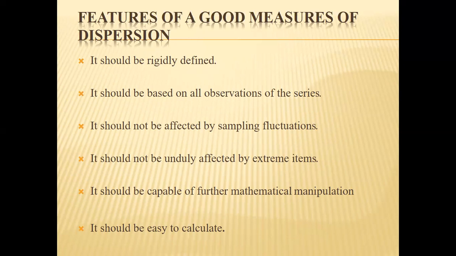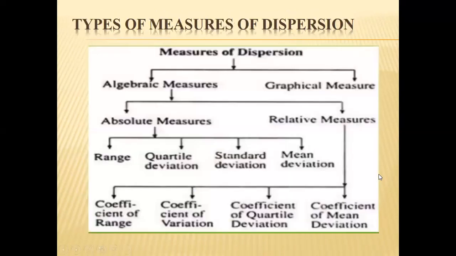It should be based on all observations of the series. It should not be affected by sampling fluctuations. It should not be unduly affected by extreme items. It should be capable of further mathematical manipulation. It should be easy to calculate.